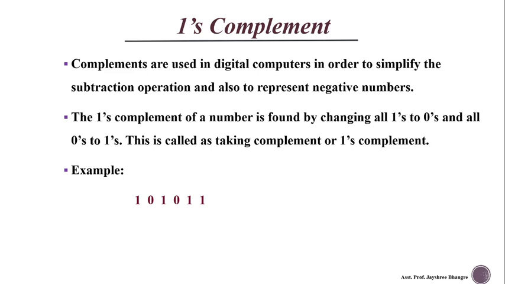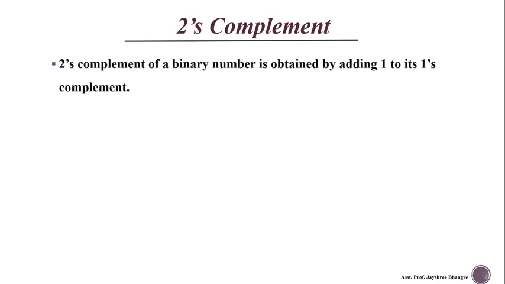Here the binary number given is 101011, and we have to take the 1's complement of this number. So what is the 1's complement? We just change the 1's present in the given number to 0's and the 0's into 1's. So 1 is complemented to 0, 0 to 1, 1 to 0, 0 to 1, and 1 to 0. This is nothing but the 1's complement of the given binary number. It is very simple. We just complement the given number.